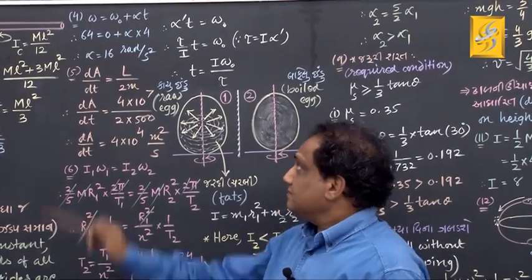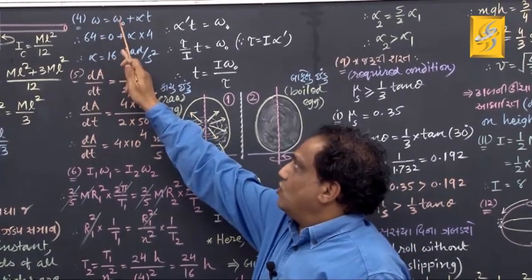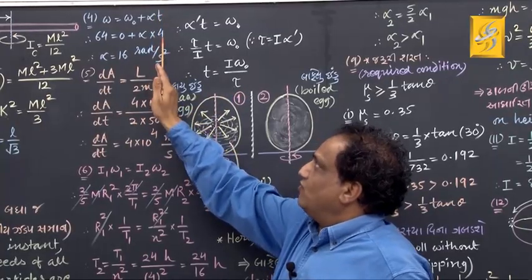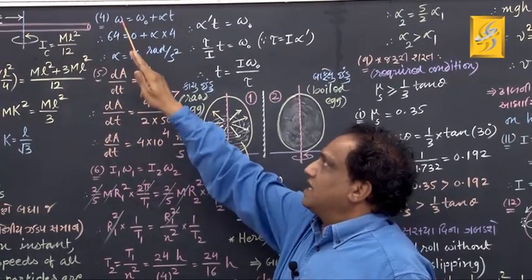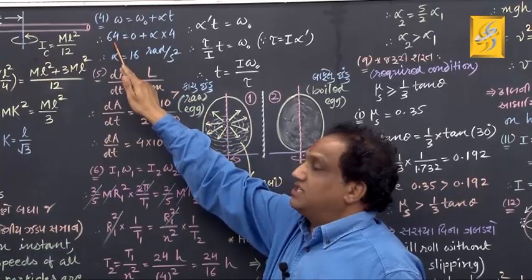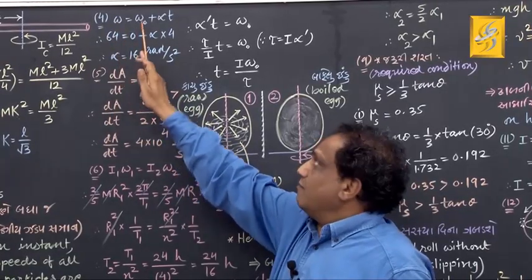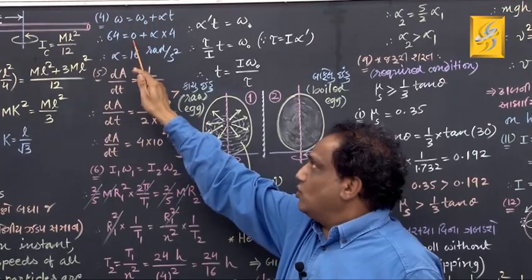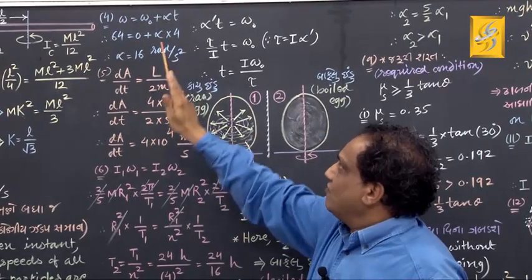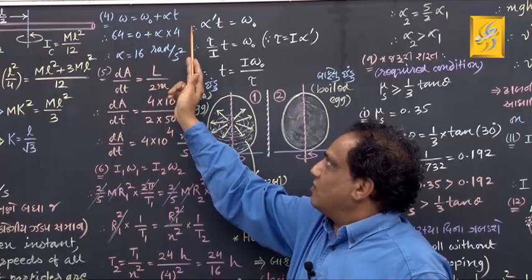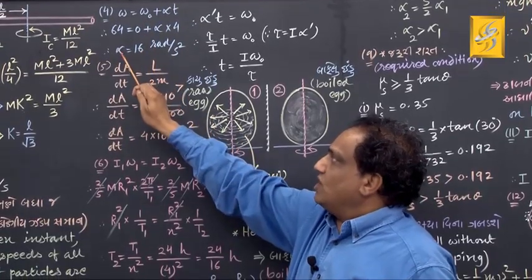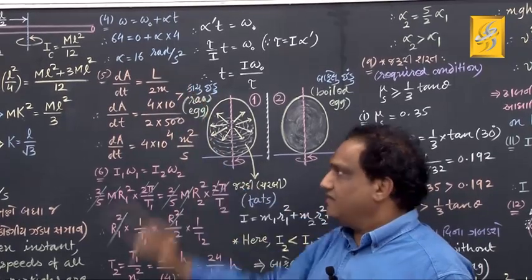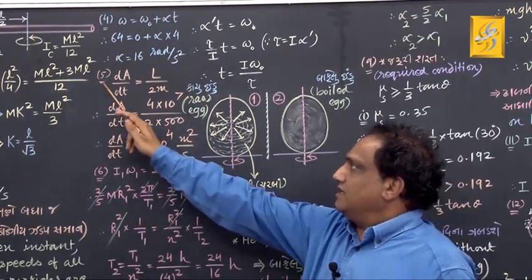Read it. Omega equals omega 0 plus alpha into t. Time is given to you, 4 seconds. At the end of 4 seconds, the angular speed they have given is 64 radian per second. Because the body starts from rest, initial angular speed is 0. Find out alpha from here: 64 upon 4, that is 16. Unit of angular acceleration is radian per second square. Now read number 5.